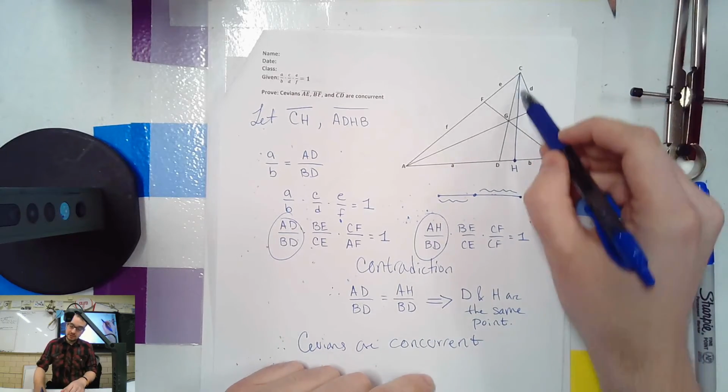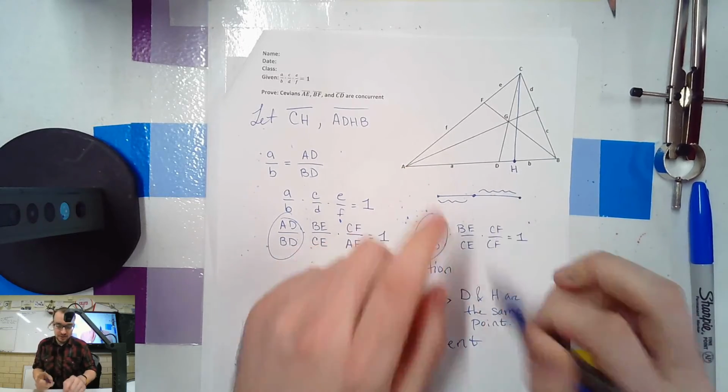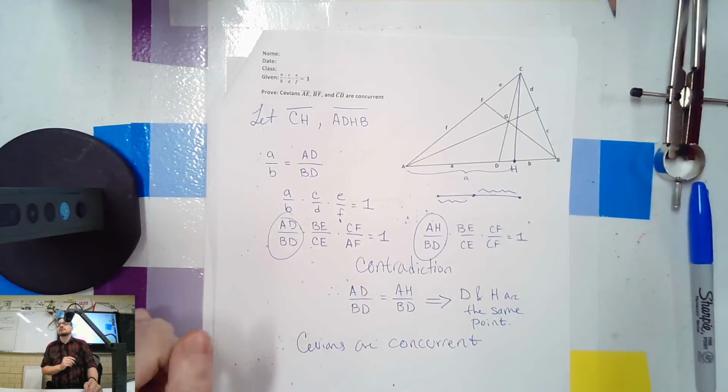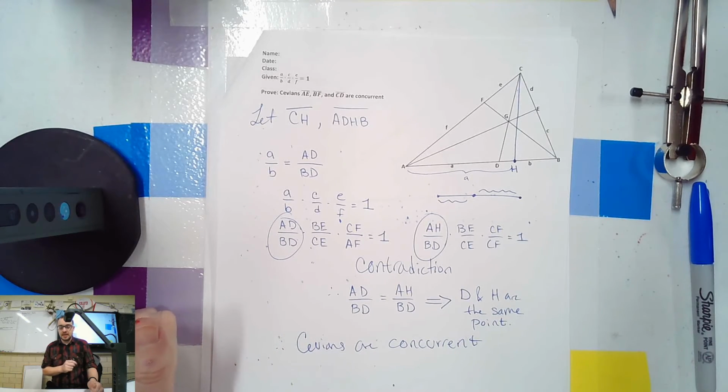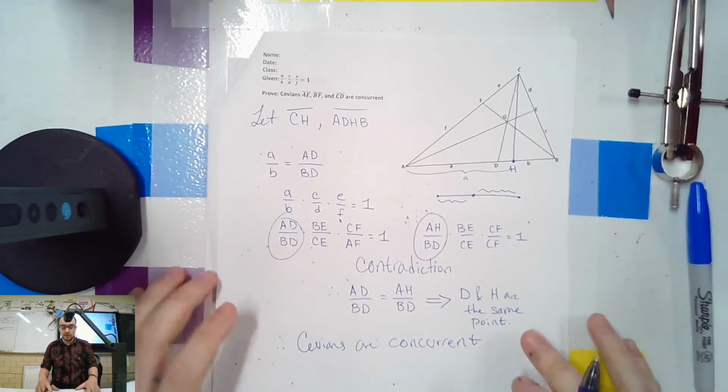Because if they weren't, I'd have this going on. I'd be saying that, look, this length here is A, but so is this length here. And that's a contradiction, right? That can't be true. I can't have a length here and then a longer length be the same length. It doesn't work.